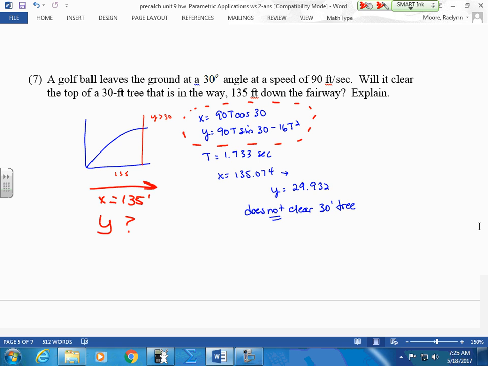I went a little bit over the X and looked at my Y. A little bit before, a little bit after, look at your Y if you can't get as exact. And it does not clear the 30-foot tree. Your ball just landed in the tree. So who says golfing is not math related?